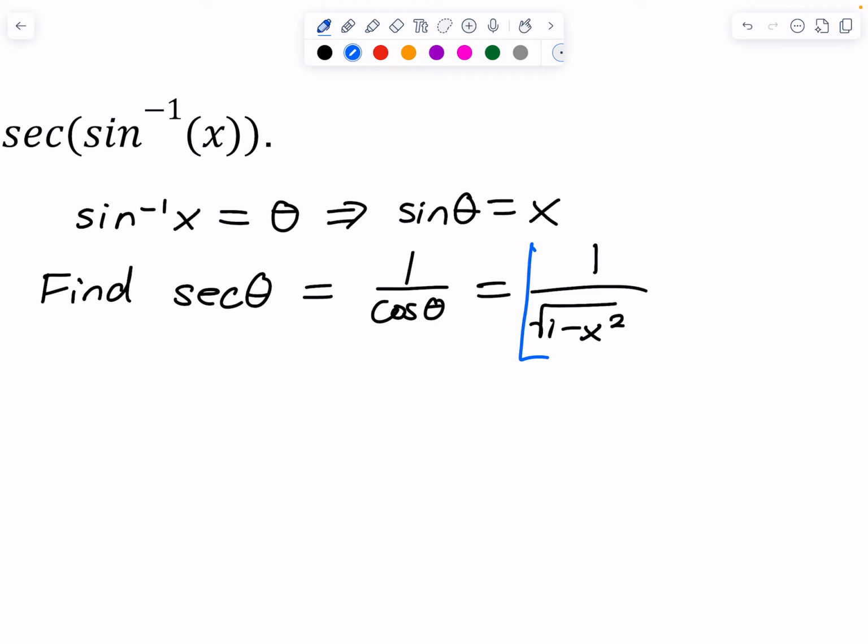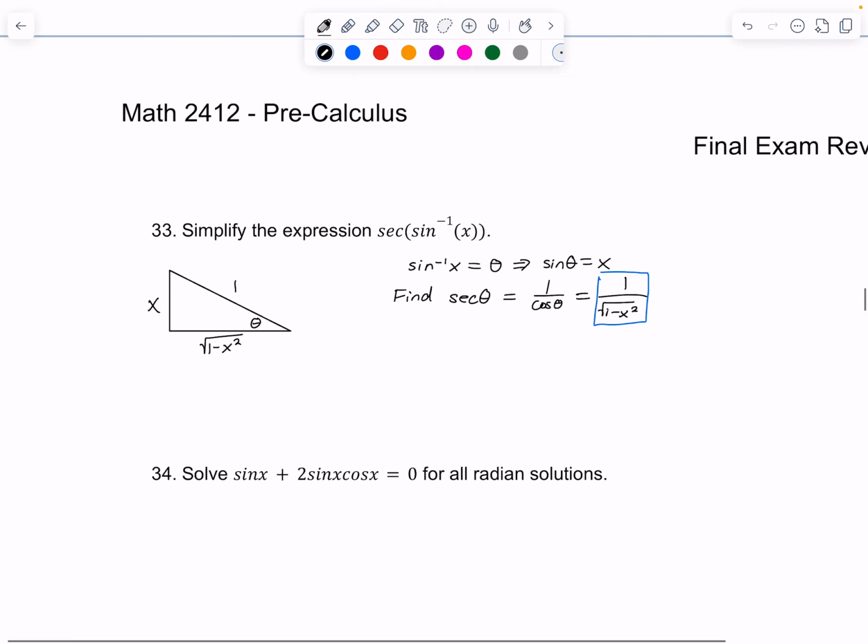And that's actually the answer. We don't need to rationalize it because it's got an x in it. We usually don't bother if it has an x in it. So we'll just leave it.